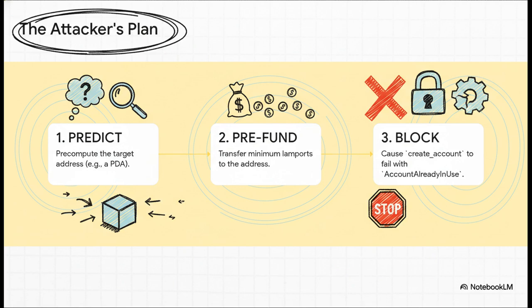It's just a 3-step plan. First, the attacker predicts the address that your app is about to create. With program-derived addresses, this is often really easy to do. Second, they front-run you. They send a tiny, tiny amount of crypto to that address before you can. And that's it. That's the trap. That little bit of pre-funding causes your app's Create Account call to fail. Not just once, but forever.